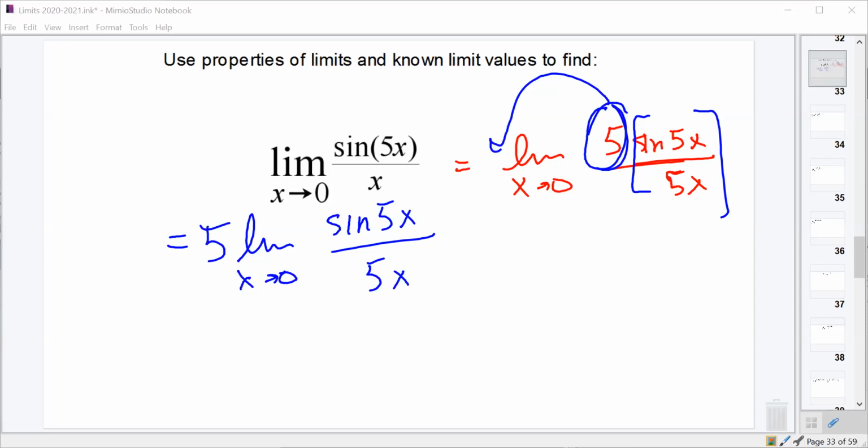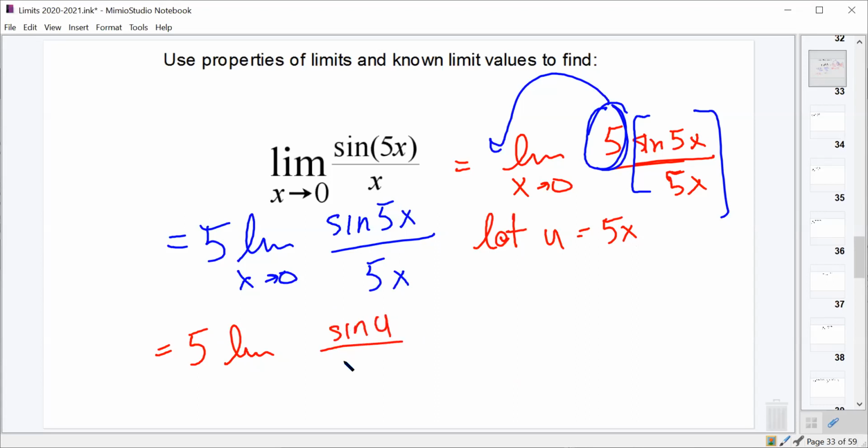So what we're going to do is make a substitution, and we're going to let u equal 5x. So what's that going to give me? It's going to give me 5 times the limit as x approaches 0. Well, if we're turning this into u's, we might want to deal with this in terms of u. So that's going to give us sine u over u. You guys agree that that becomes sine u over u if I let u equal 5x?